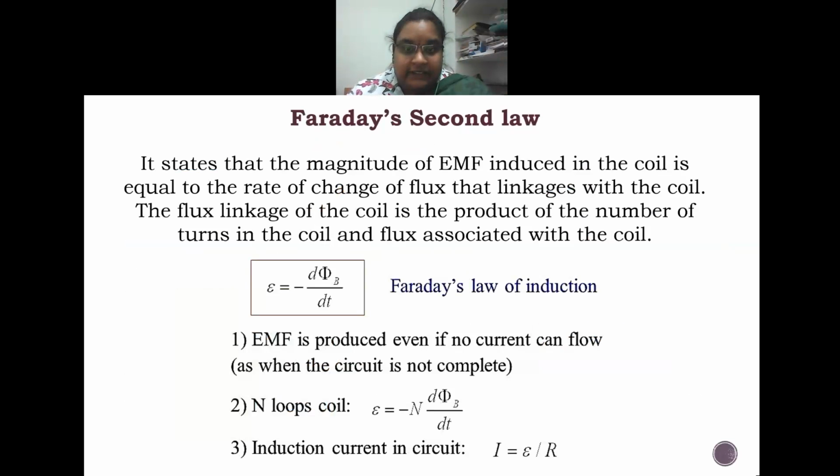Next is Faraday's second law, which gives us the amount of EMF that is being produced. The magnitude of the EMF that is being induced is equal to the rate of change of flux linkages of the coil, that is dφ/dt. If we have N number of loops, that is N dφ/dt.